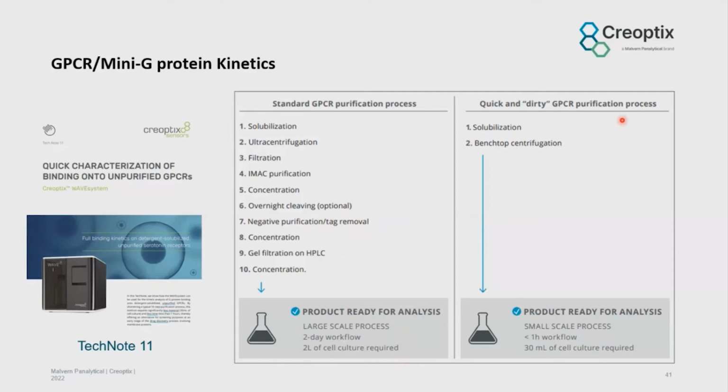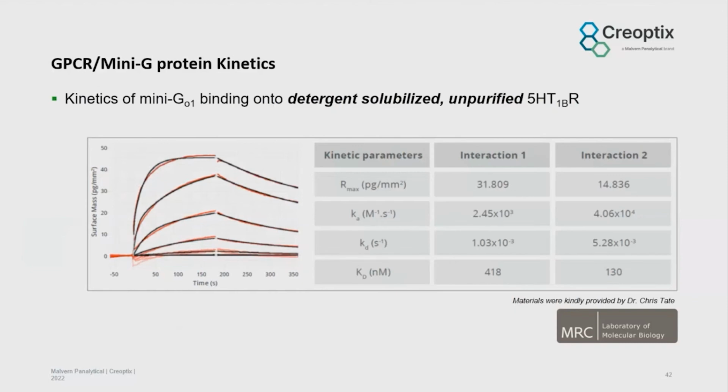Here we talk about a quick and dirty GPCR purification process, where we have the solubilization step and then one benchtop centrifugation. So here we can have a small-scale process, a 1 hour workflow, and 30 milliliters of cell culture required. So this allows you, and what this TechNote is showing, is binding to semi-purified membrane preps, which saves time and sometimes aggravation on purification when you have difficult to purify GPCRs.